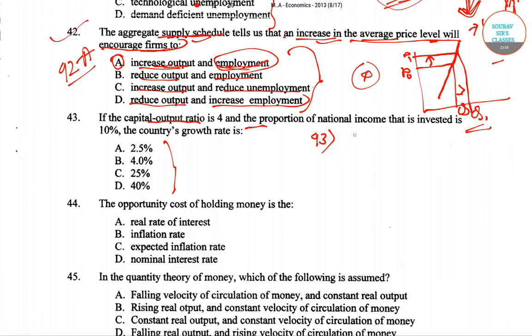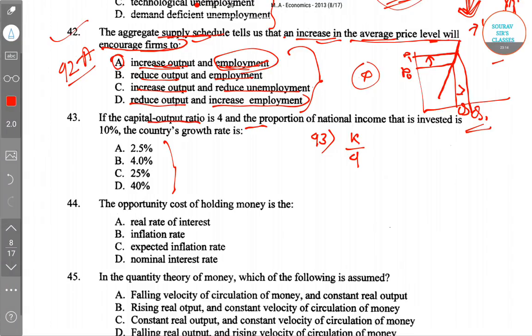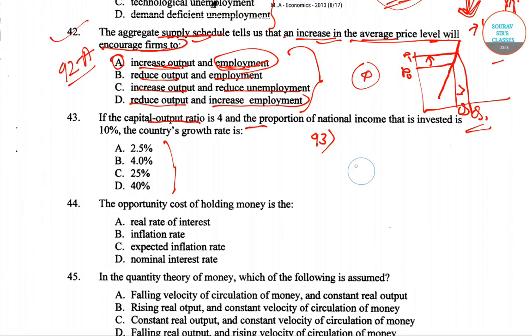For this, first we have to write down K by Y, which is equal to 4. So K by Y, that is the capital output ratio, is given as 4. Now the saving rate is given as 10%, that is, the proportion of national income that is invested is 10%.